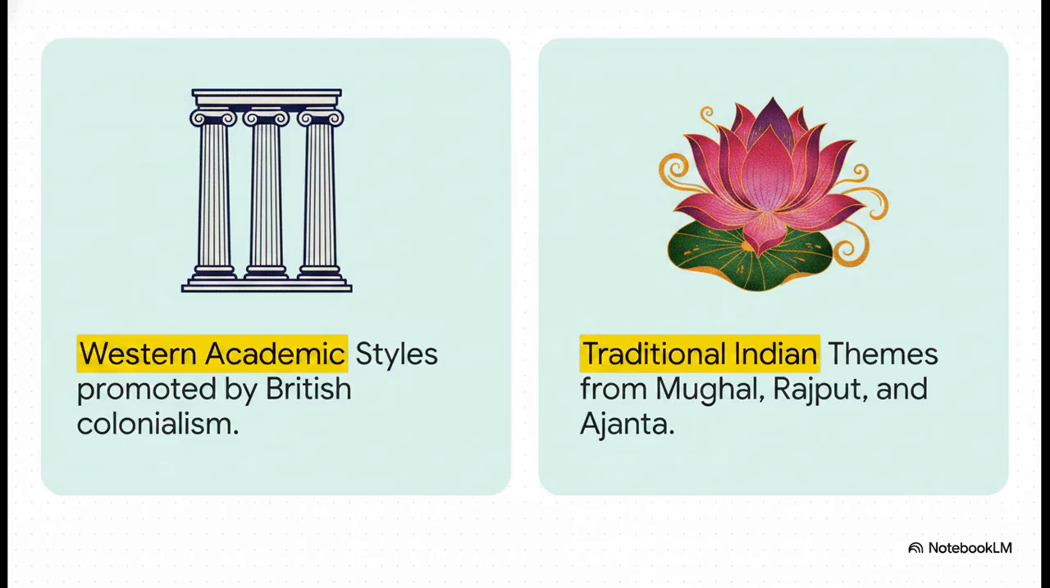Now, picture the 19th century. 2 major aesthetic forces are clashing. On one side, you have British colonialism pushing these really strict Western academic styles, basically forcing realism. But on the flip side, local artists are pushing back, fighting tooth and nail to revive traditional Indian themes. This whole cultural revival was born out of direct resistance to colonial influence. They were blending modern techniques with the deep spiritual and mythological traditions of the Mughal, Rajput, and Ajanta styles. It was a real clash of worlds.